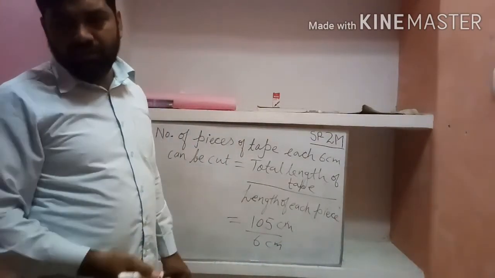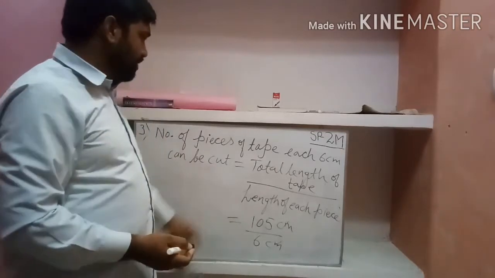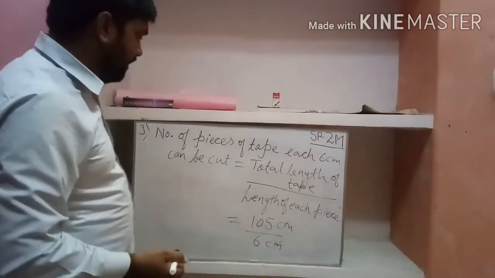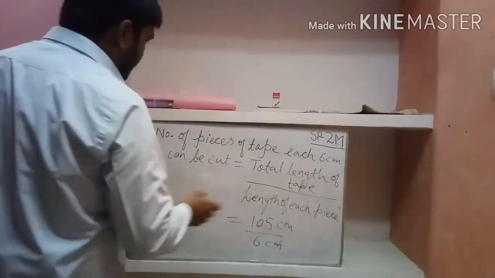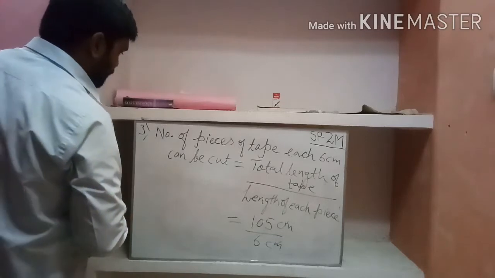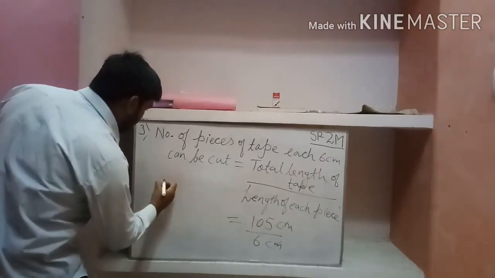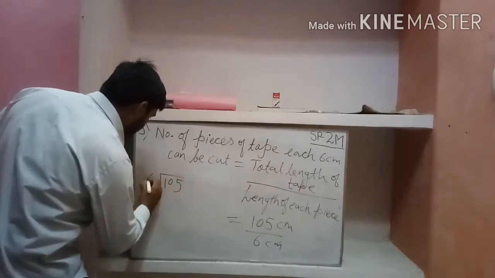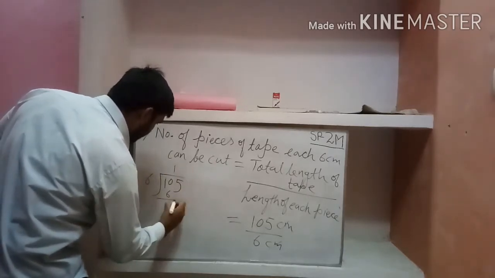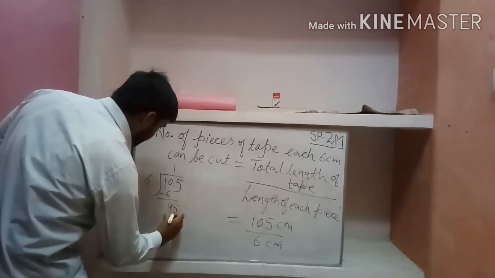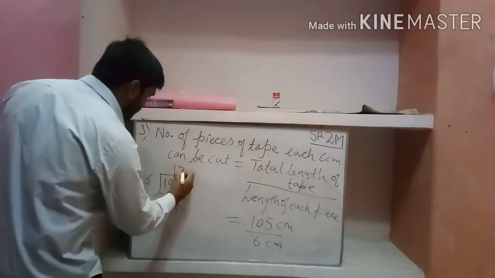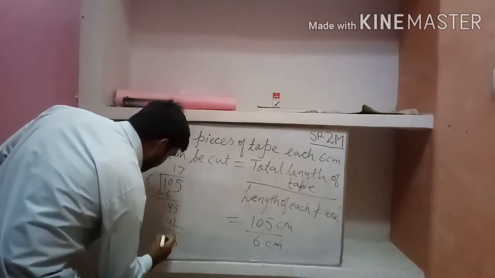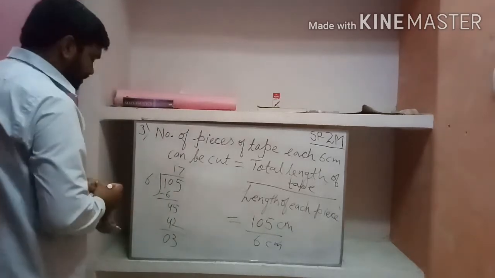And it is also asked how much remains. So the quotient will be the total number of pieces and the remainder will be the length of the remaining tape. Okay. So when we divide this, see what we get. Here I am dividing 105 by 6. See, 6 1 is 6. 10 minus 6 gives you 4. Bring down 5, 45. Now 6 7 is 42. 45 minus 42 is 3. So remainder we got is 3.